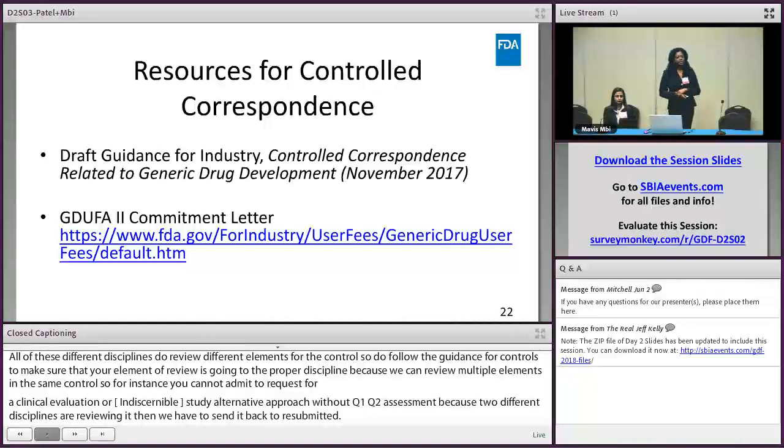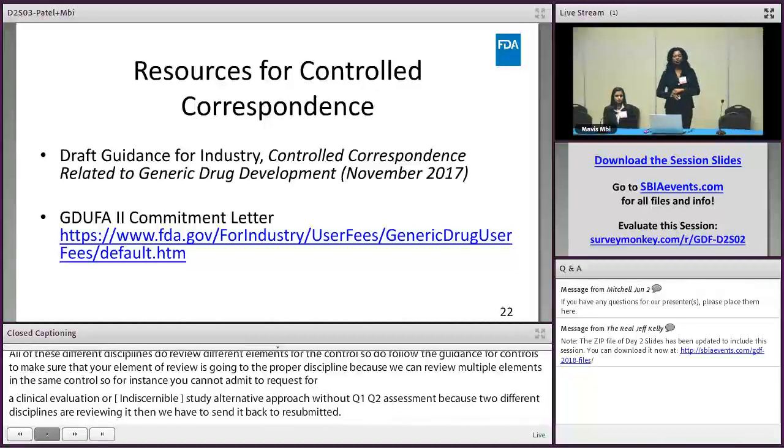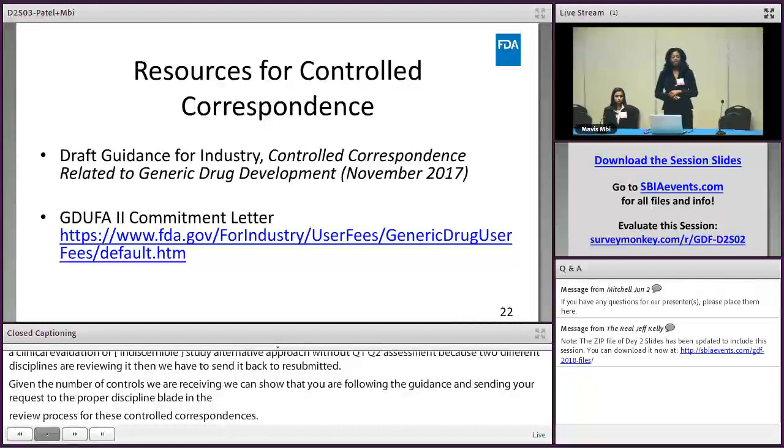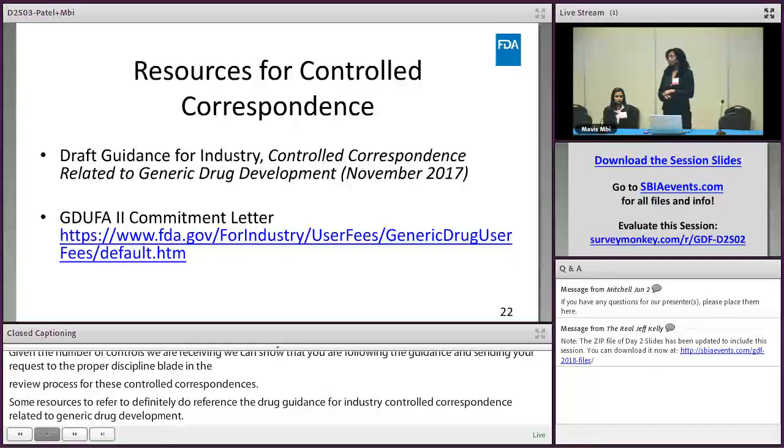Some resources to refer to: definitely do reference the draft guidance for industry, Controlled Correspondence Related to Generic Drug Development. It has all the steps and all the details that I have summarized today for how to properly submit your control correspondences for review. And you can refer to the GDUFA 2 commitment letter, which has some of the timelines we have committed to be able to review and respond to the controls by.